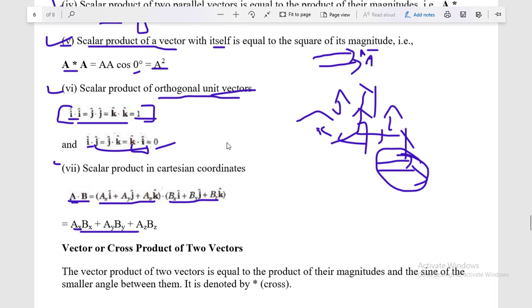In the next class we will study the vector or cross product of two vectors. So try to study this topic, it will be beneficial for you.